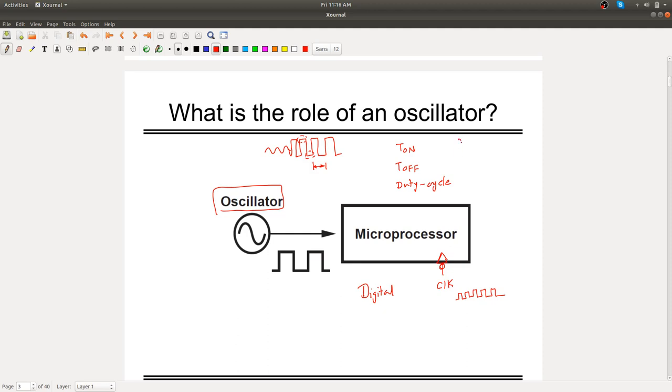And when we are designing this, every instance we may have a different T on. This T on and this T on may be different. This T off and this T off may be different, or it's moving here and there.